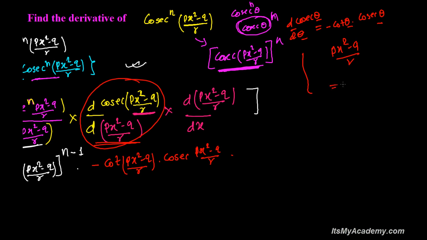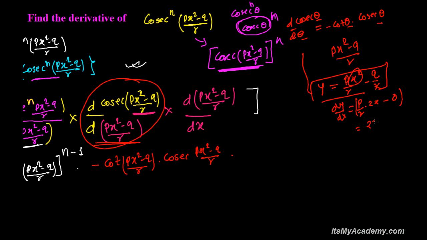It can be written something like px square over r minus q over r. Alright, so in that case, if this is your function, and if you want to find out the derivative of this function, then dy over dx will be like p over r is your constant quantity and coefficient, so it will come outside, and derivative of x square will be 2x, and derivative of q over r, that's 0. So your derivative is going to be 2px over r.